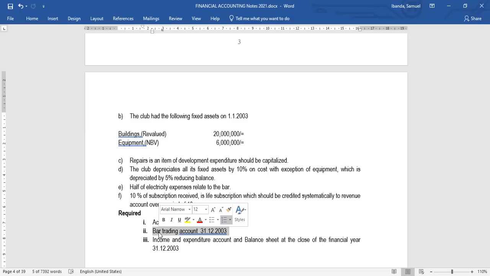Just like the way you know how a P&L looks for the private sector is what we shall do. The reason why we draw up our bar trading account is to determine the profit that has come from the bar. So we shall look at the revenues and then the expenses. And of course, since we also have stock, we shall even look at the gross profit as well.